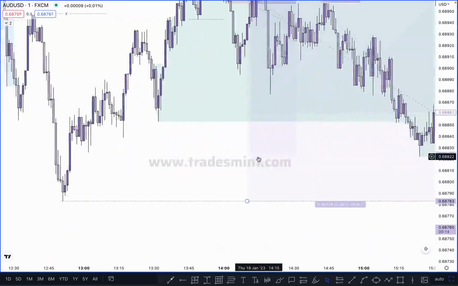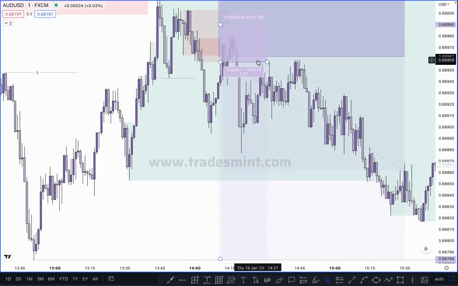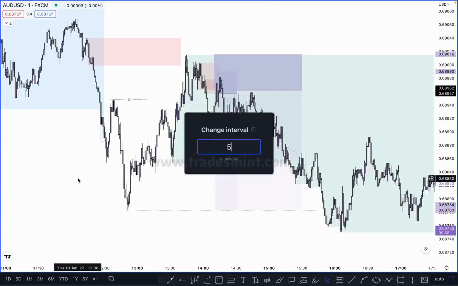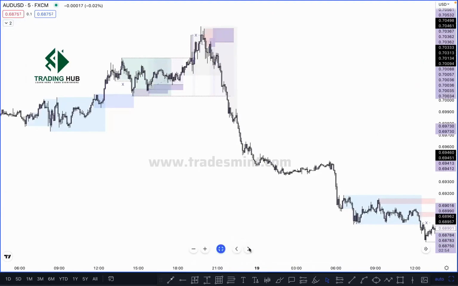The target is the same, the previous major low, which is here. And that is almost 5 hours and 3 hours, almost 8 hours in one London session. So now let's switch again to a 5-minute time frame. Let's see what is happening here.